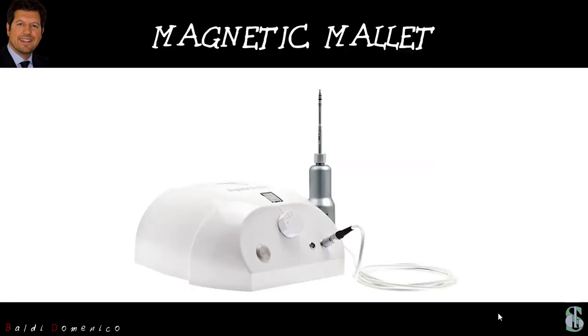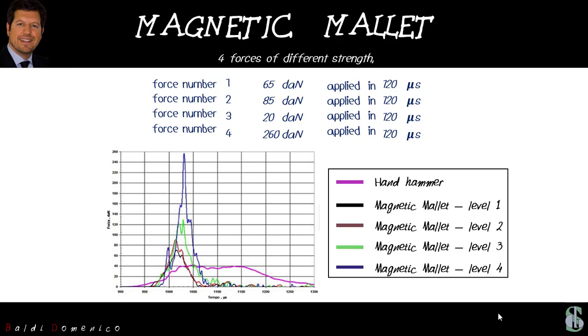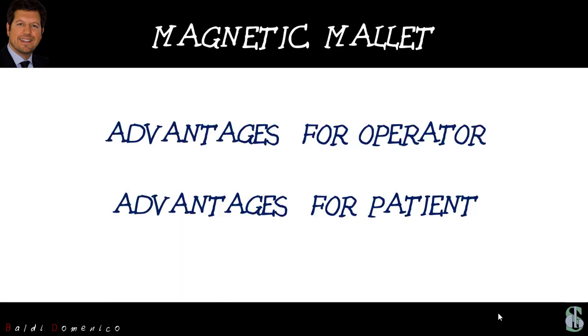So with the magnetic mallet we can have a really good solution, because if we make a comparison between the force of the magnetic mallet and the hand mallet, we can see in this graph how the magnetic mallet forces are concentrated in a short time, in contrast to the hand hammer. And so it can justify the advantages that we can have for the operator and the advantages for the patient.